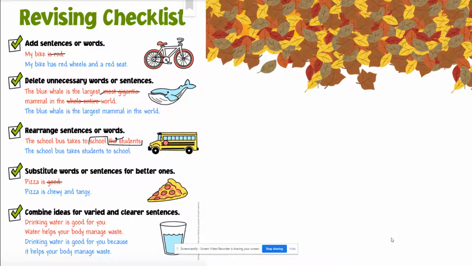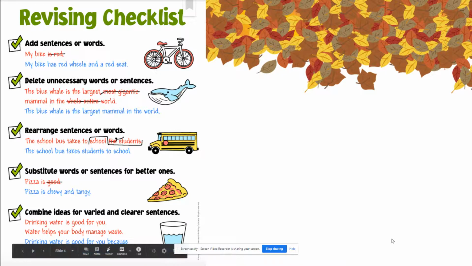Another way to revise is to combine ideas for varied or clearer sentences. Drinking water is good for you. Water helps your body manage waste. You could actually combine these ideas to say that drinking water is good for you because it helps your body manage waste. In this case, the writer combined the ideas and made a clearer sentence instead of two separate sentences.